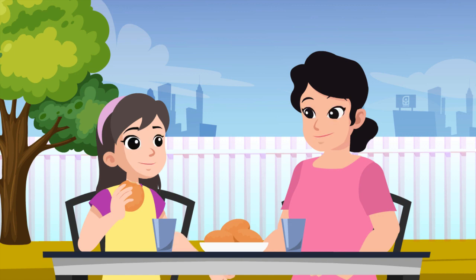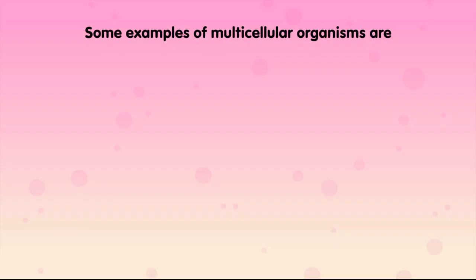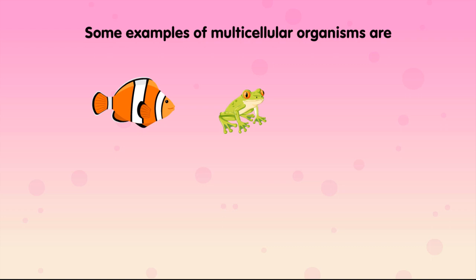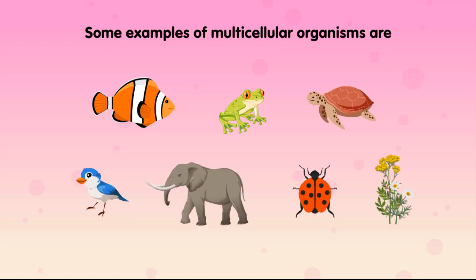Wait, Mommy. How about our dog, Ember? How is she classified? I bet she is not a microorganism. Of course not. Ember is a multicellular organism. She has body organs with millions of cells each. Multicellular organisms include fish, amphibians, reptiles, birds, mammals, insects, and plants.